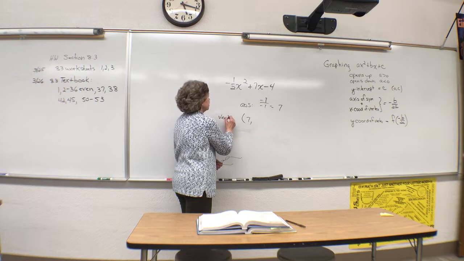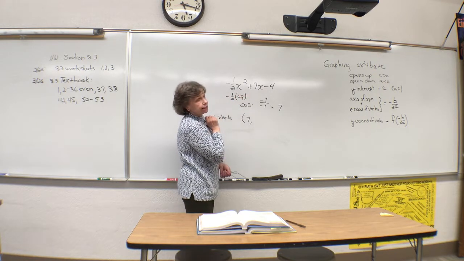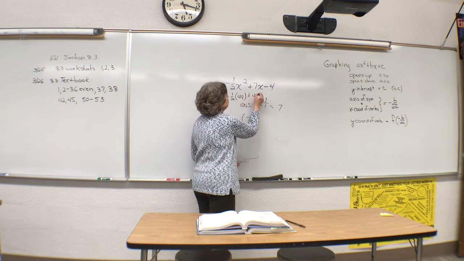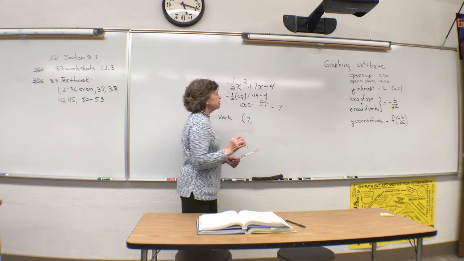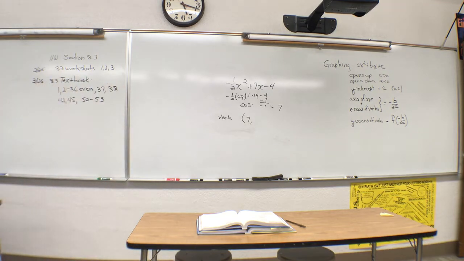So for the vertex, we're going to plug in -1/2 times 49. You're going to take your calculators. Plus 49 minus 4. And find, I'm going to get my calculator, and find that that is 41/2.